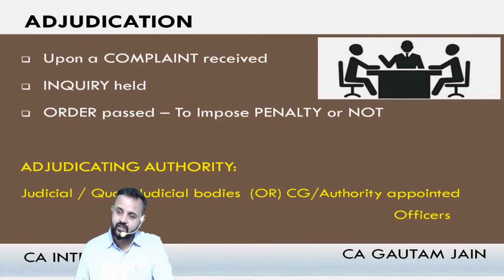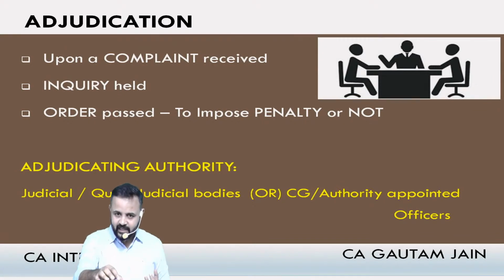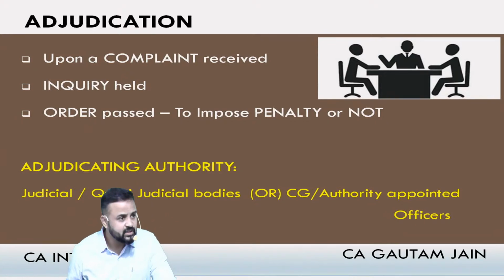Then adjudication, what is it? It's a process. That means it's not just one single activity. It's a series of activities, isn't it? And what are those? Once a complaint is received, an inquiry should be held, some proceeding, some trial, and only then the order should come. It's not that complaint received, order given. Is it like that? No. In between what happens? Some inquiry, trial, proceedings happen or not? And that should be fair. Next, who can be the adjudicating authority? Come on, who has to be the adjudicating authority? Just courts? No, sir.